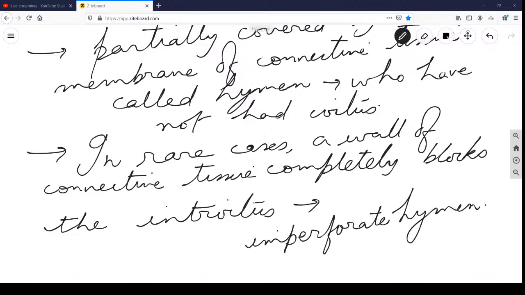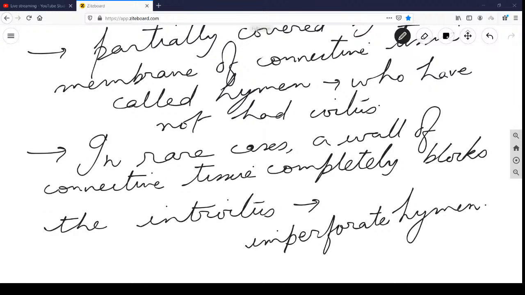The condition is present in about 1 out of 2000 young women. And since an imperforate hymen can block menstrual flow, surgery is required mandatorily in order to alleviate this problem.